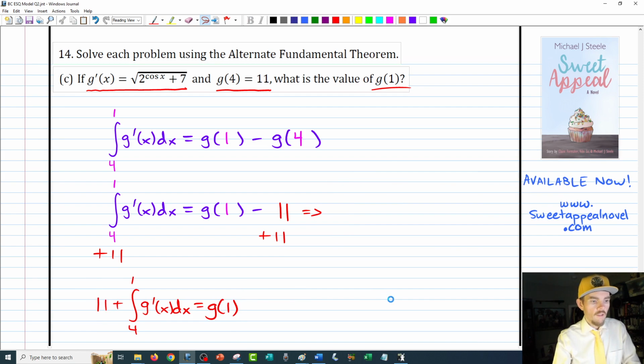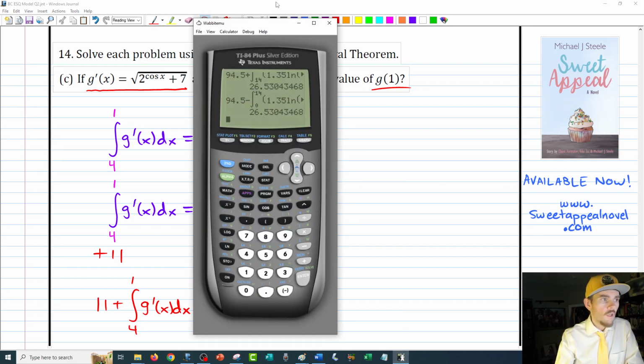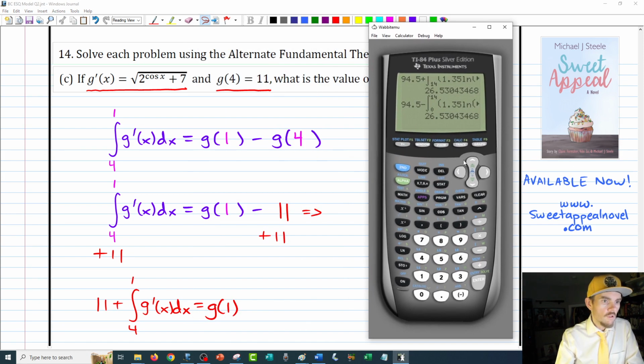And you know what? We're going to let Wabbit Emu take it home. Wabbit Emu? Let's do it. 11 plus math 9. We're going to go from 4 to 1. Again, you don't have to add a negative sign or anything. Just keep it faithful, exactly what's written.